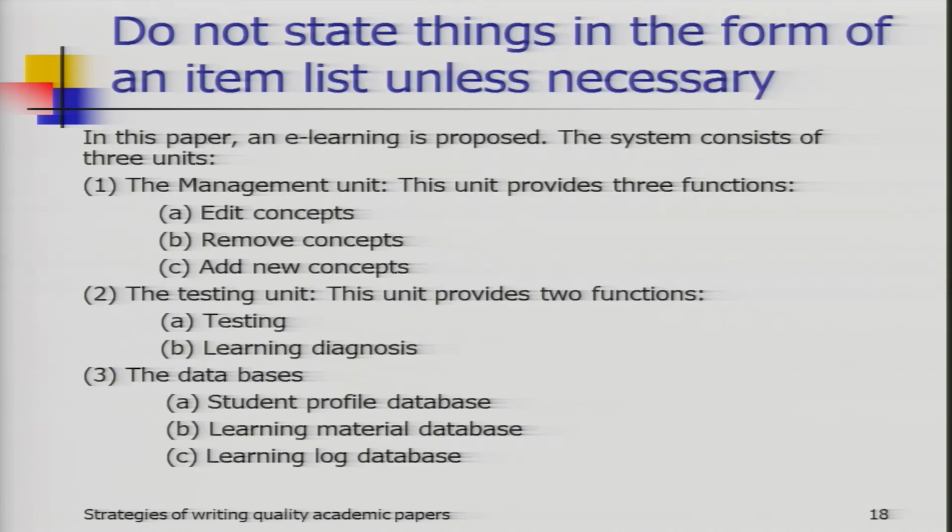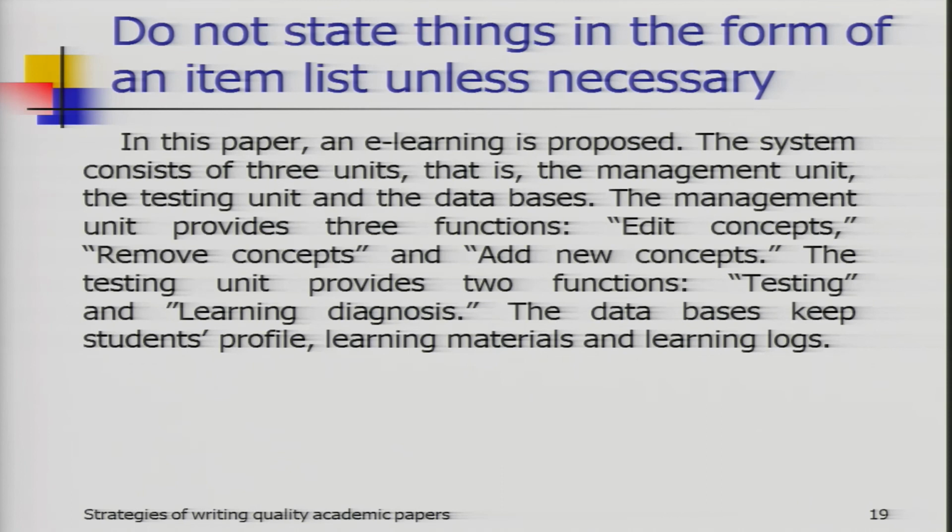Also, do not state things in the form of an item list unless necessary. For example, you want to introduce the system units. You say the system consists of 3 units, and each unit contains several functions. In fact, you only need one paragraph to address those things. This is a better way. Unless the content is very important, please avoid using those item lists.